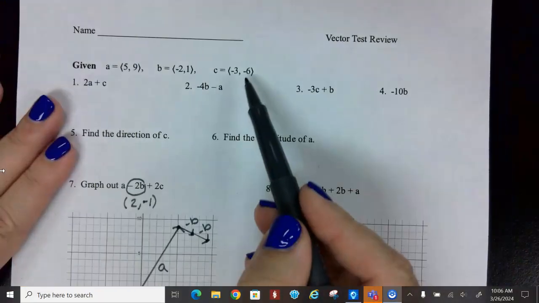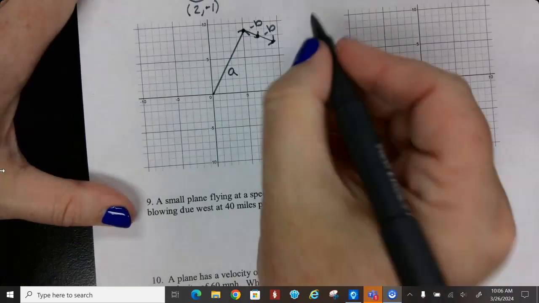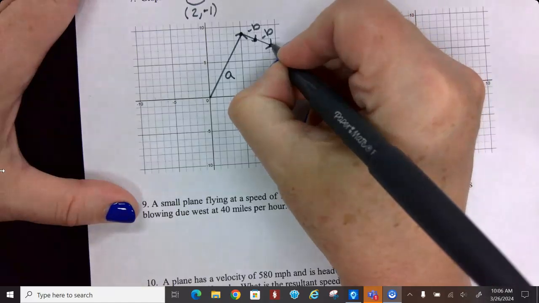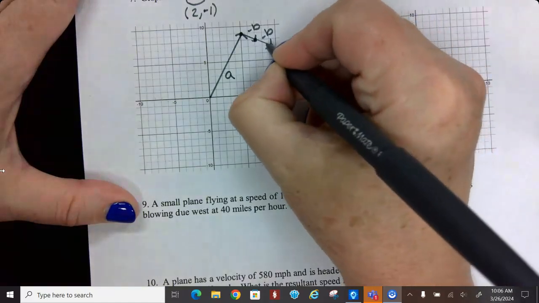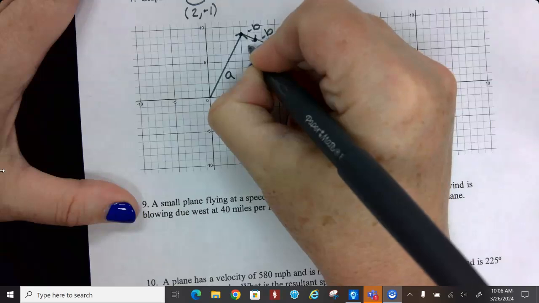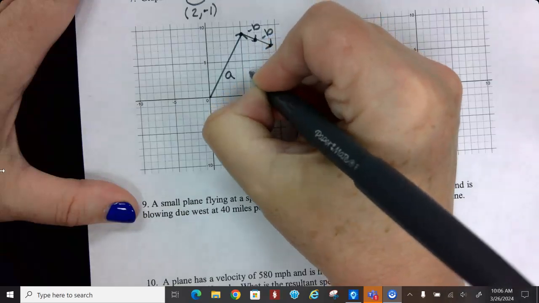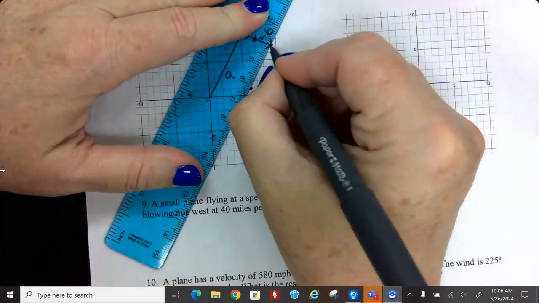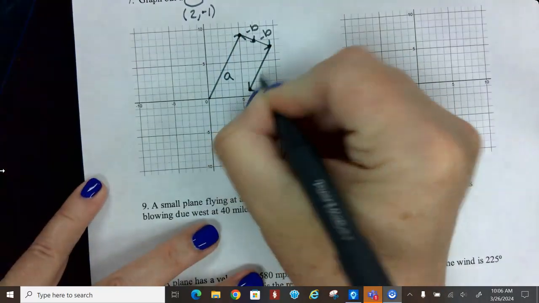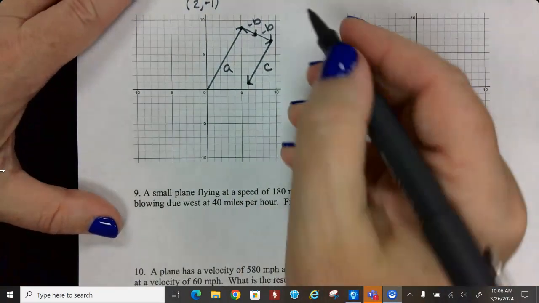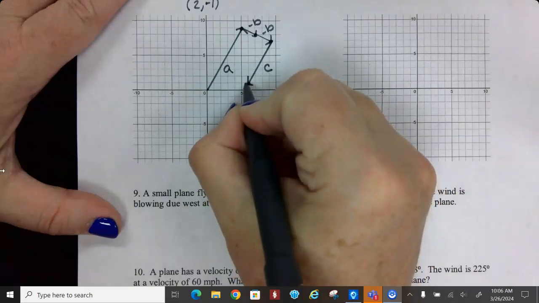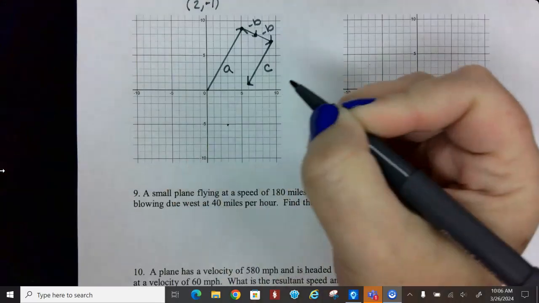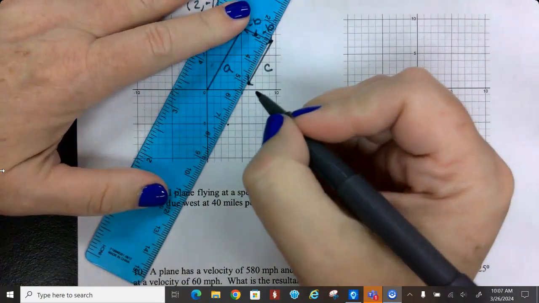So c is negative 3, negative 6. So we're going to move left 3. Let's see if I can do this without my glasses. 1, 2, 3, down 6. 1, 2, 3, 4, 5, 6. Okay, there's a c, and we're going to do it again. Left 3. 1, 2, 3, down 6. 1, 2, 3, 4, 5, 6. Okay.